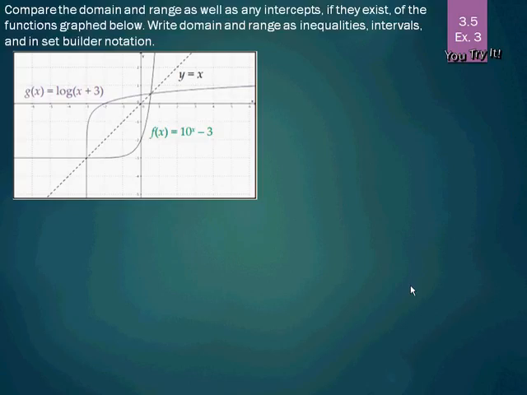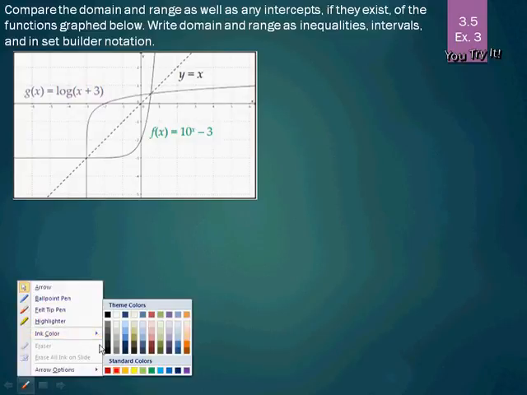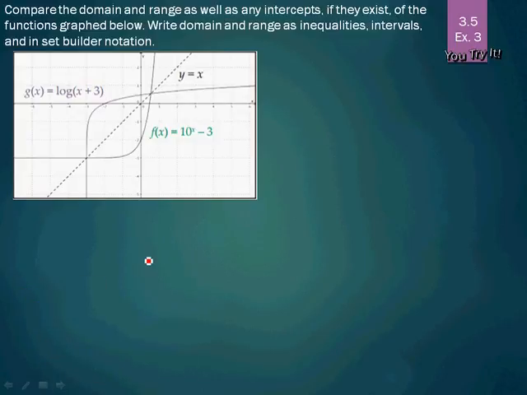Compare the domain and range as well as any intercepts, if they exist, of the functions graphed below. Write domain and range as inequalities, intervals, and in set builder notation.